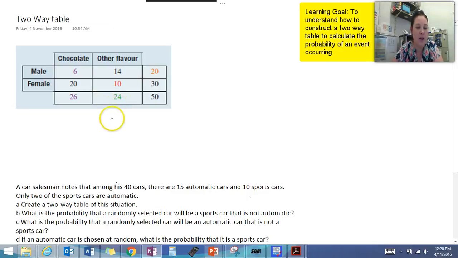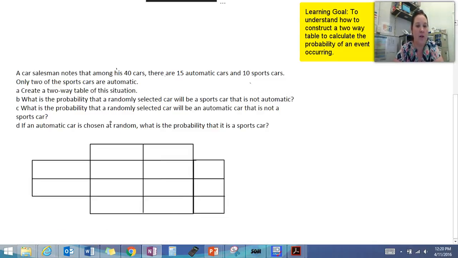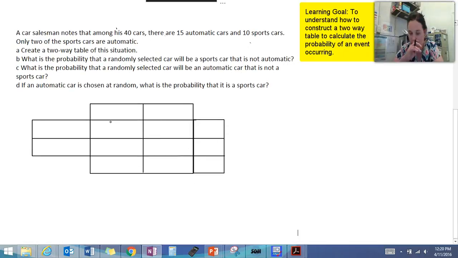For our example, we're going to have a look at a car salesman, and our example is here. So we have a car salesman that notes that among his 40 cars there are 15 automatic cars and 10 sports cars, and only 2 of the sports cars are automatic. And our first task is to create a two-way table for this situation. So what you'll need to do is draw up a table similar to the one here now, and then we're going to add in our labels. So if you pause now and go ahead and do that.